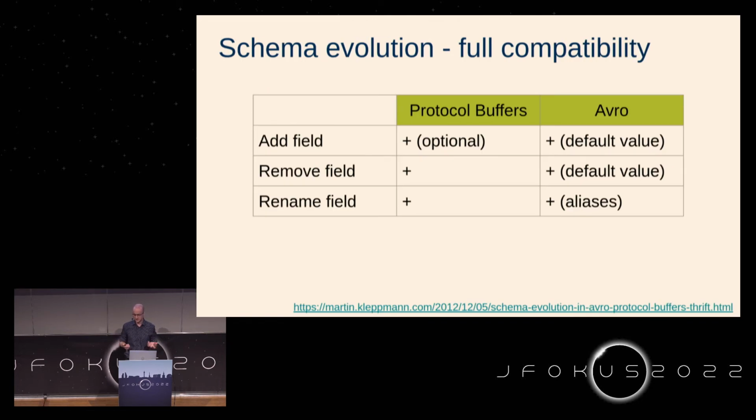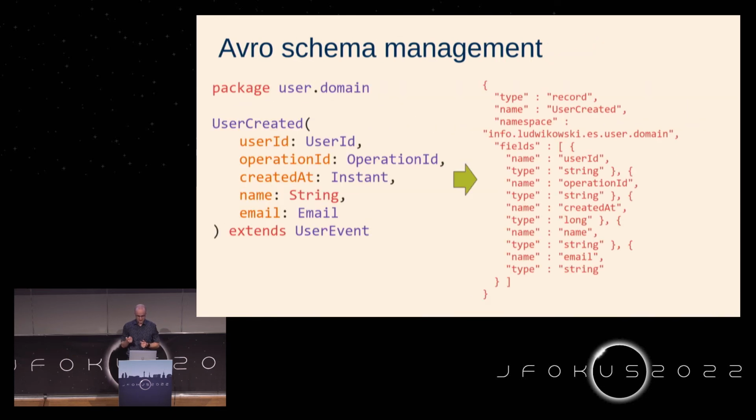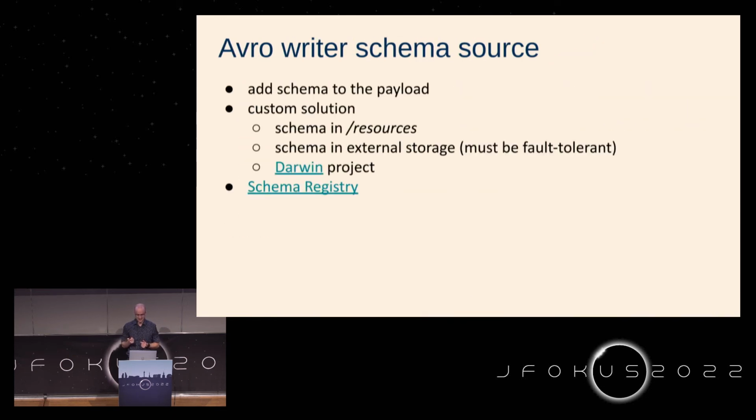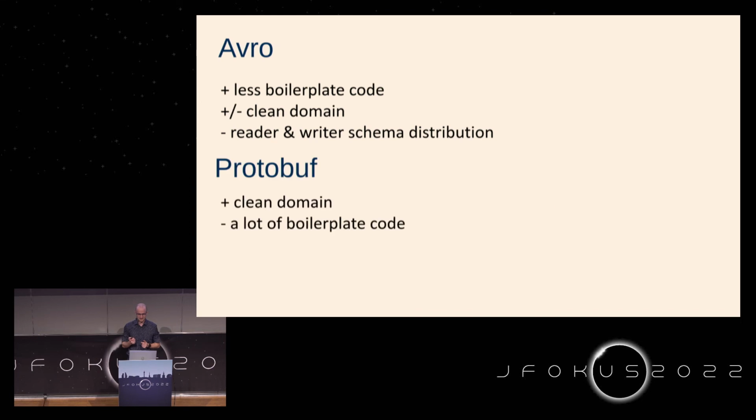And in both cases, there is a tie again. You can add a field, remove a field, even rename a field. From my perspective, it's easier to do this in protocol buffers, but it's possible in both. So what's the difference? The difference is in schema management and the overall impact on the domain.